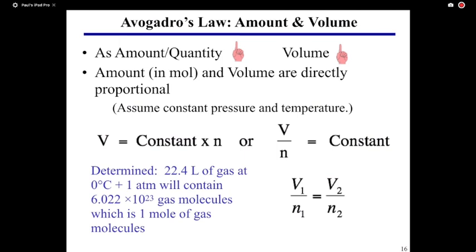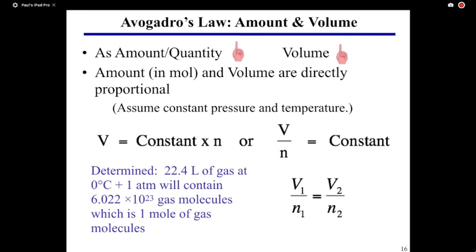All right, here's the important part, and this is where you need to write down. This is what Avogadro said. At 0 degrees Celsius and 1 atmosphere, 1 mole of gas, which is 6.023 times 10 to the 23rd molecules of gas, will have this volume: 22.4 liters. It does not matter what gas you have. At these conditions, 0 degrees, 1 atmosphere, and 1 mole, it becomes 22.4 liters.